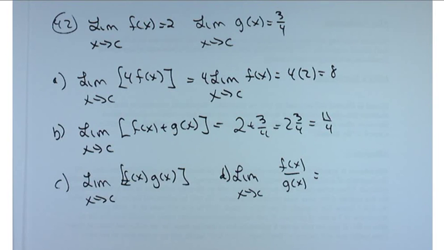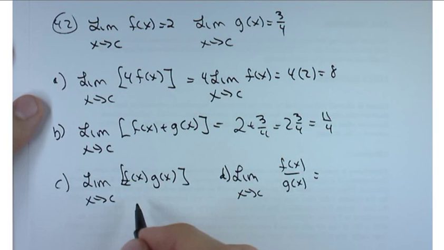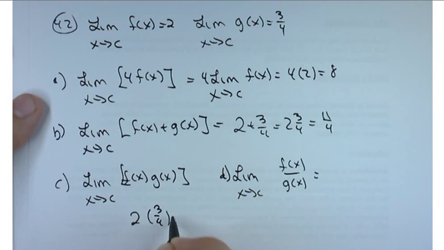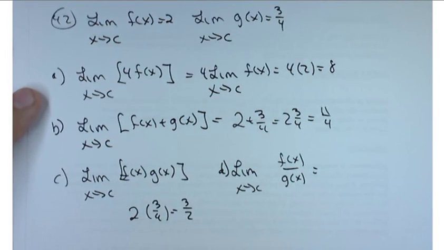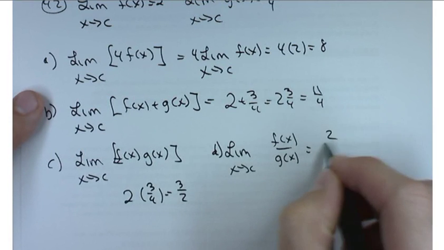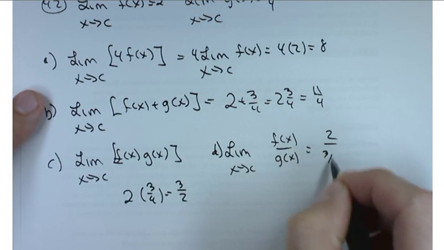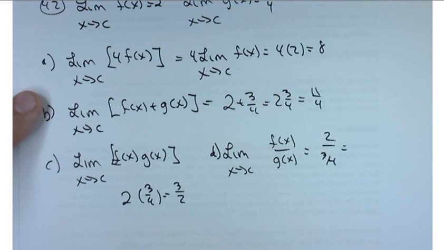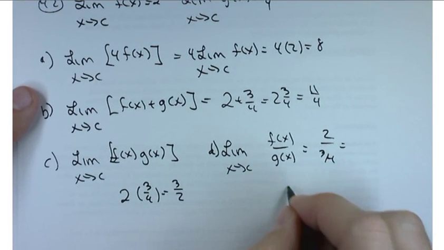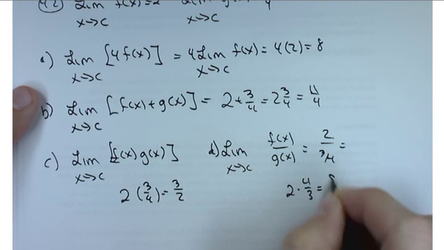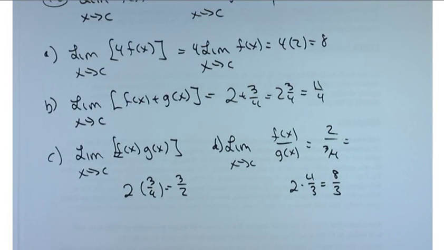All right. So how about these two? What's this one approaching? 2 times 3/4 is 3/2. Good. What about 2 divided by 3/4? Good. Remember, you invert and multiply, so it's 2 times 4/3, or better yet, 8/3. 8/3 is in lowest terms. You don't have to write it as 2 2/3. I don't really care. As long as it's in lowest terms, that's good.